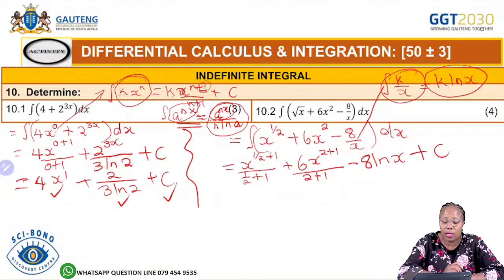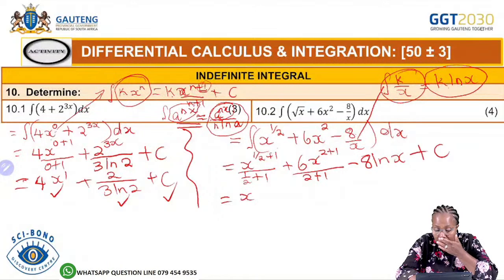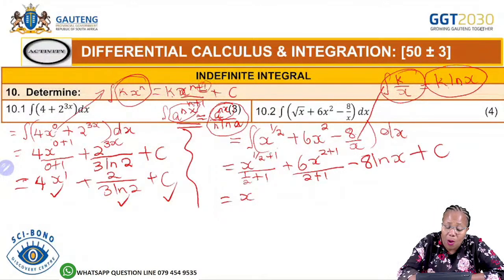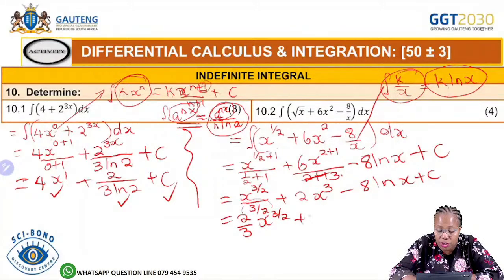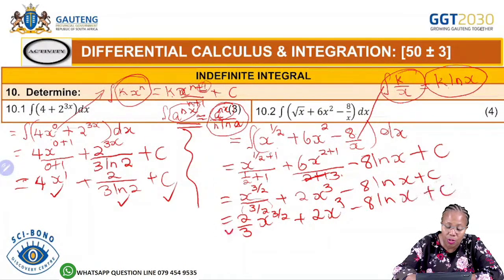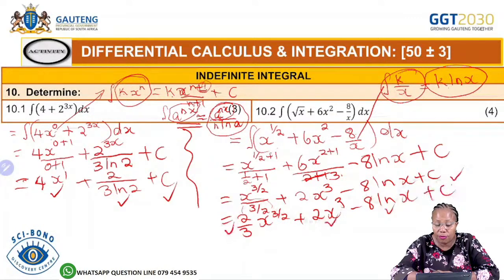Then remember your c that we have integrated. Then you can simplify this. That is half plus 1, and then half plus 1, that is 1.5, which is 3 over 2, and then over 3 over 2, plus, remember this one is actual 3. 2 plus 1 is 3. 6 divided by 3 will be 2, x to the power 3 minus 8 ln x plus c. So the correct notation here will be 2 over 3, x to the power 3 over 2. We are avoiding a fraction over a fraction, plus 2x cubed minus 8 ln x plus c. So it's 1 mark for that second, the third one, and the fourth mark for the c there.